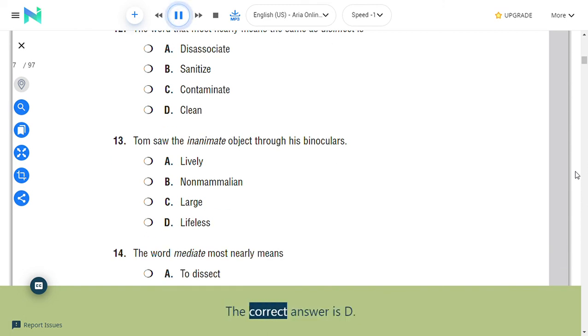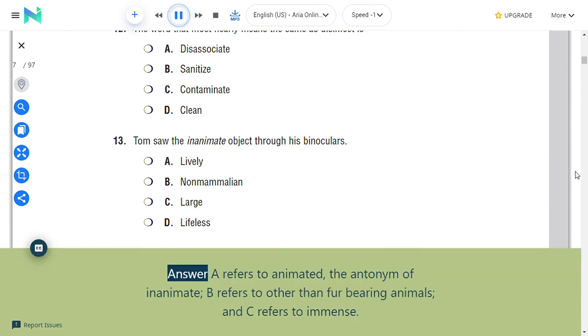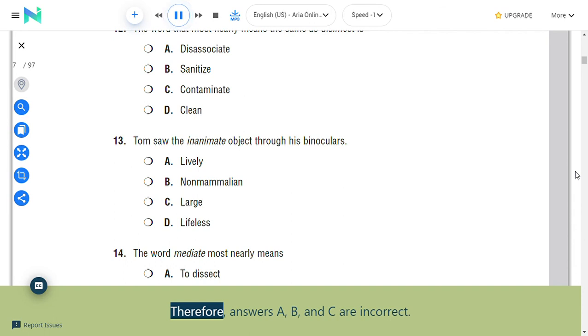13. The correct answer is D. Inanimate means not endowed with life or spirit. Answer A refers to animated, the antonym of inanimate. B refers to other than fur-bearing animals, and C refers to immense. Therefore, answers A, B, and C are incorrect.